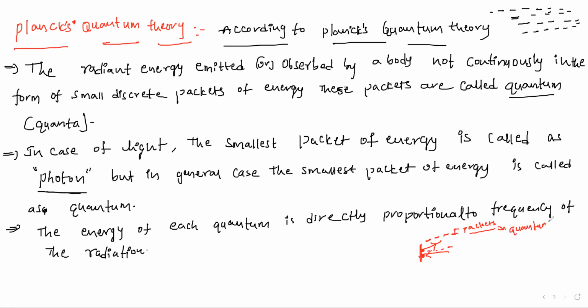Quantum or quanta. But in the case of light, we call it a photon. In the case of light, the small energy packets are called photons. But in the general case, we can call this a quantum also. Photon or quantum, both are same. The energy of each quantum is directly proportional to its frequency. You know already, as the frequency increases, energy also increases.